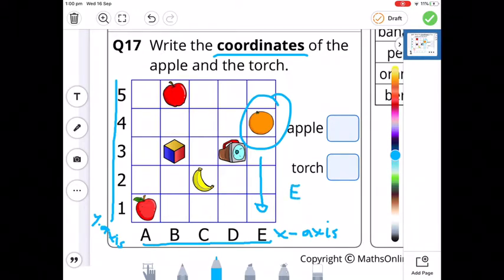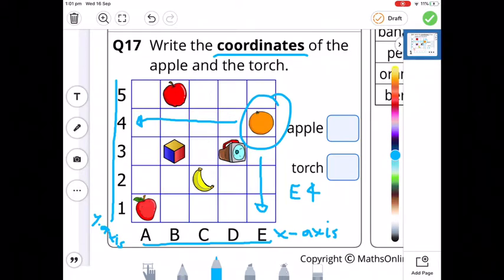Okay, now the second coordinate or value would be the number that's on the y-axis, so the vertical line. So let's go across from the orange, and we can see that the second value of the coordinate is 4. So the coordinates of the orange would be E4. So you need to always do the value that's on the x-axis first, so the one down the bottom.